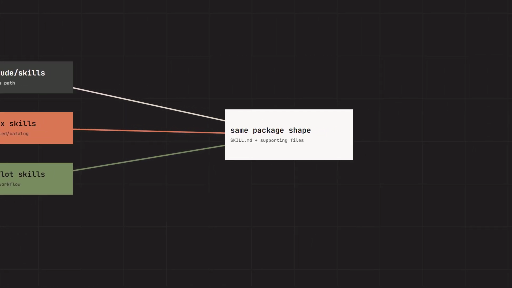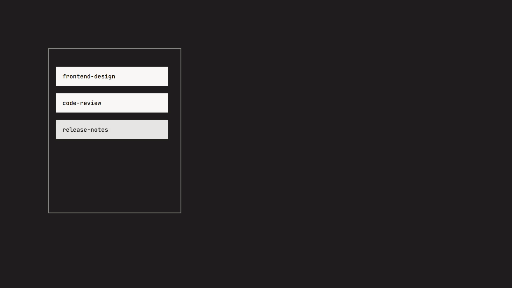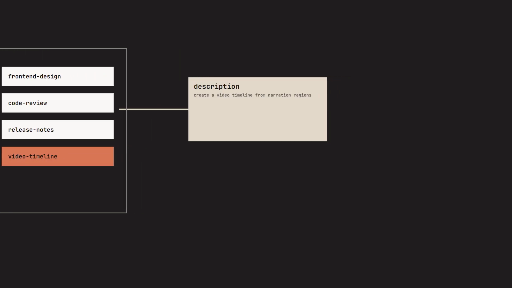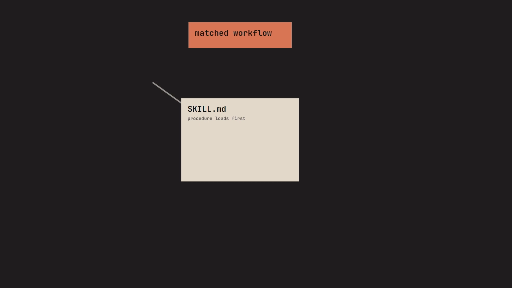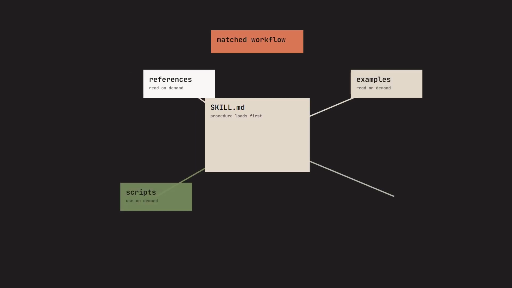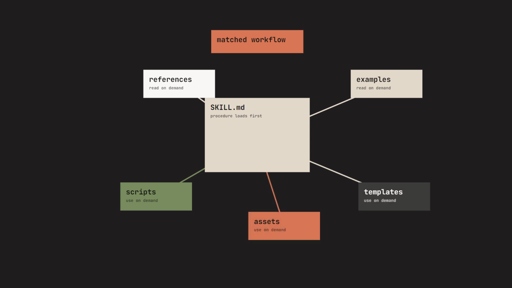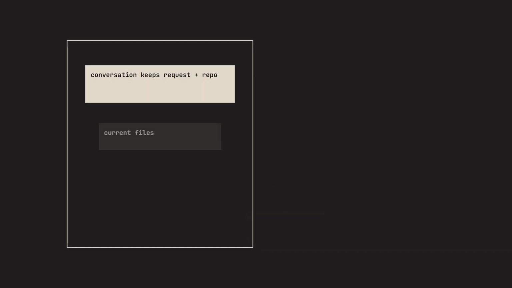Focus on the architecture. A skill gives the agent a small piece of always available metadata, usually a name and description. Then, only when the current request matches that description, the agent loads the actual instructions and any supporting files it needs. That separation is the key.